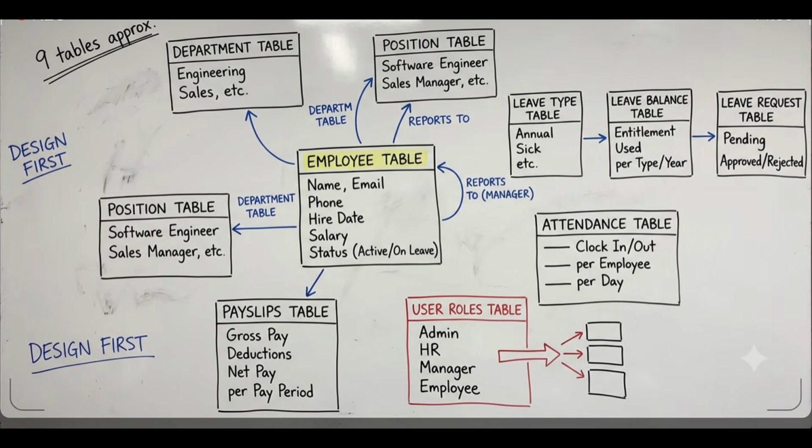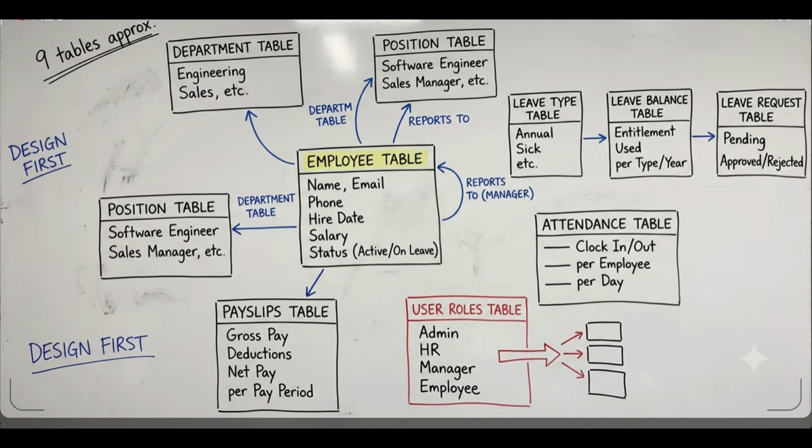But an employee does not float alone. Every employee belongs to a department, like engineering or sales. And within that department, they hold a position, a job title like software engineer or sales manager. So departments and positions are 2 more tables, and an employee points at one of each. An employee can also report to a manager, who is just another employee, a table that points back at itself.